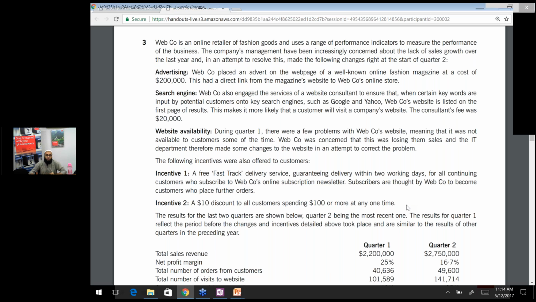Last is conclusion, if required. So let's write it. Conclusion, if required. Okay, now, what we need to do next? Just have a look at the question, what the question is saying.